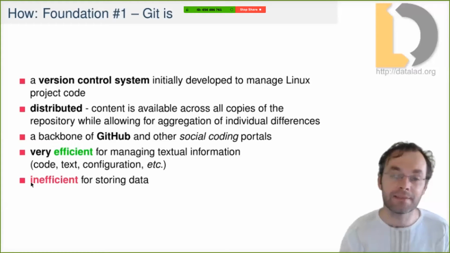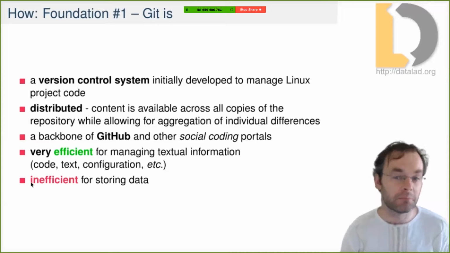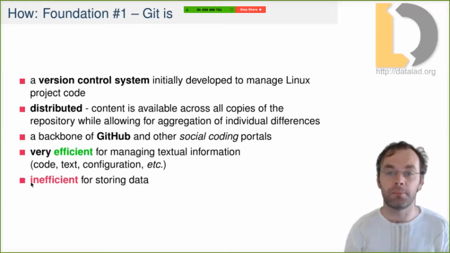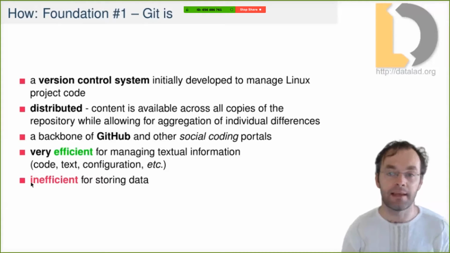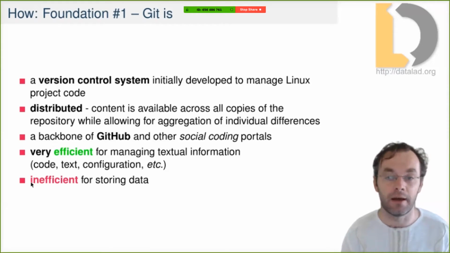What Git is great for is very efficient management of textual information, right? So if you manage code, text, configuration files, maybe some documentation or JSON files, all of those are nicely managed by Git because it has a really good mechanism to annotate differences and compress that efficiently. So all those distributed copies are actually not that big.